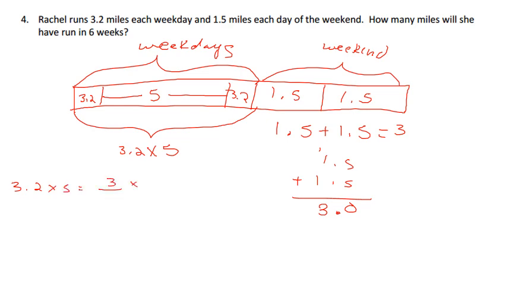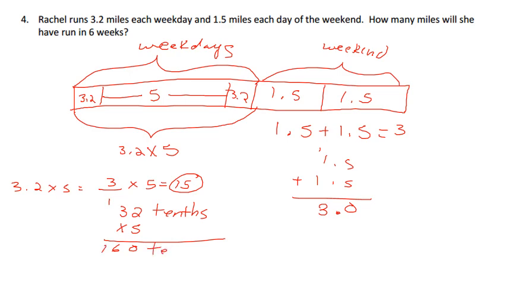So now 3.2 times 5. First thing, let's do an estimate. We know that'd be closer to 3 times 5, so the answer is going to be close to 15. So now we got 32, and I'll rename that as tenths, times 5. 5 times 2 would be 10, 3 times 5 would be 15, and 1 is 16. So that's 160 tenths. Now, I know our estimate was 15, so it has to be close to 16.